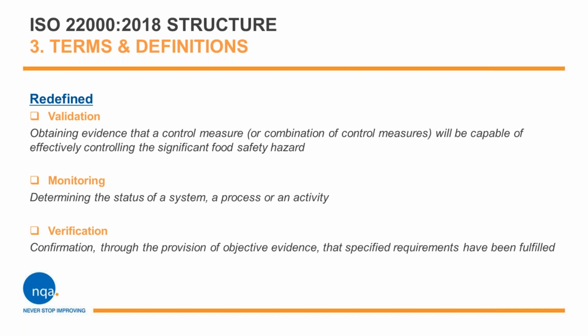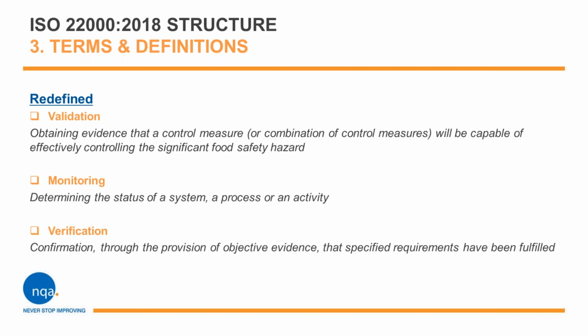By monitoring, we are determining the status of a system, a process, or an activity. It's quite clear now, a bit shorter, that definition. So now it's a present assessment. Let's say you are doing the activity right now, and you are just checking it now to make sure that it's working. And verification is the confirmation, through the provision of objective evidence, that the specified requirements have been fulfilled. This means that you are doing an assessment of the past. Once the activity has been done, you are checking to make sure that it works as you were planning.